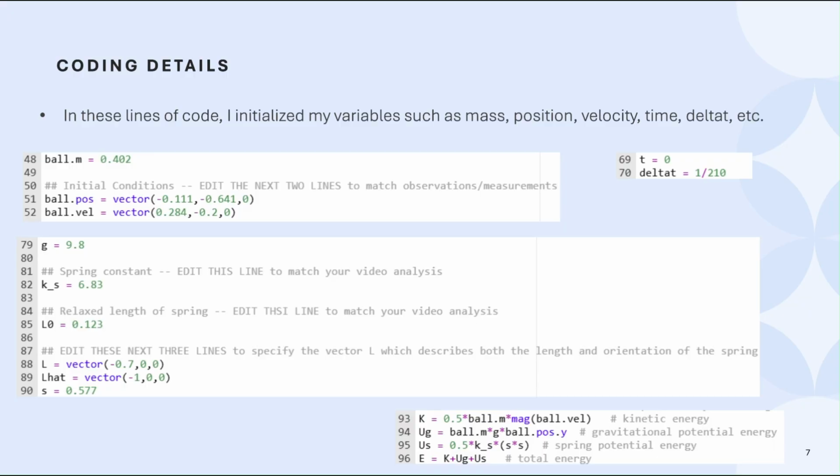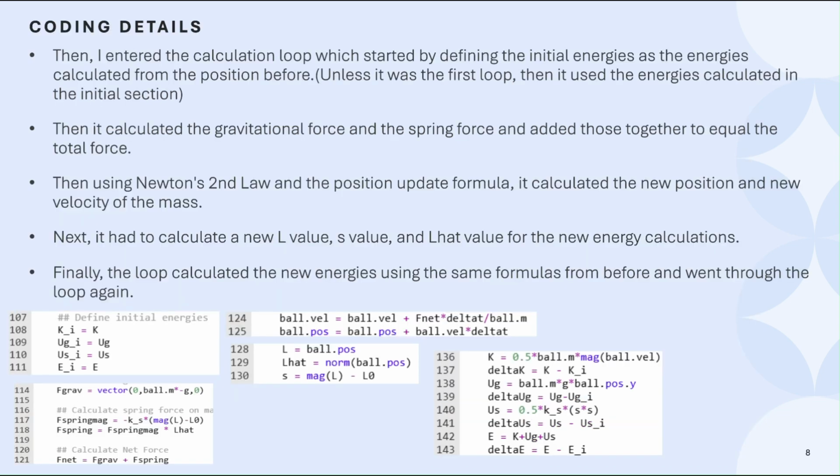In these lines of code, I initialized my variables such as mass, position, velocity, time, delta t, the initial energies, and initial spring characteristics. Then, I entered the calculation loop, which started by defining the initial energies as the energies calculated from the position before, unless it was the first loop. Then it used the energies calculated in the initial section from the slide before.